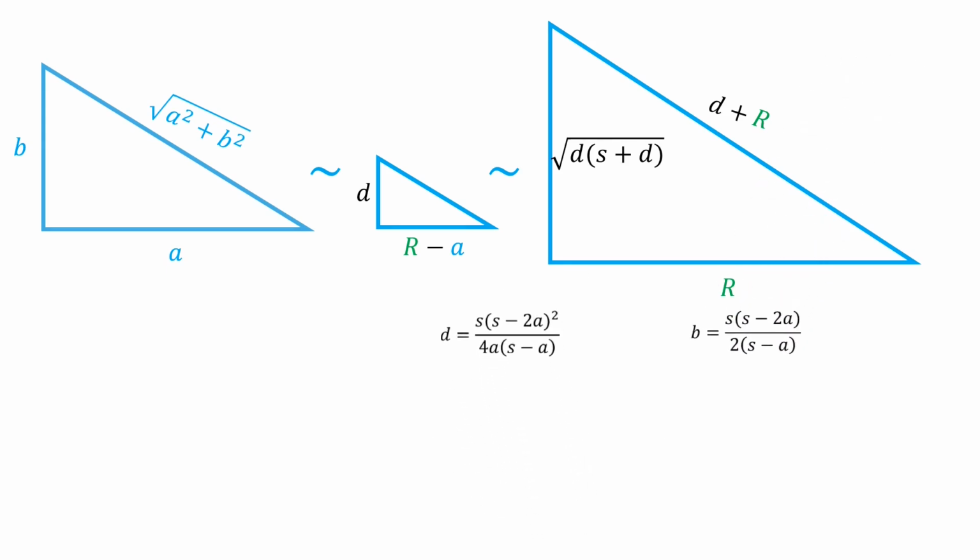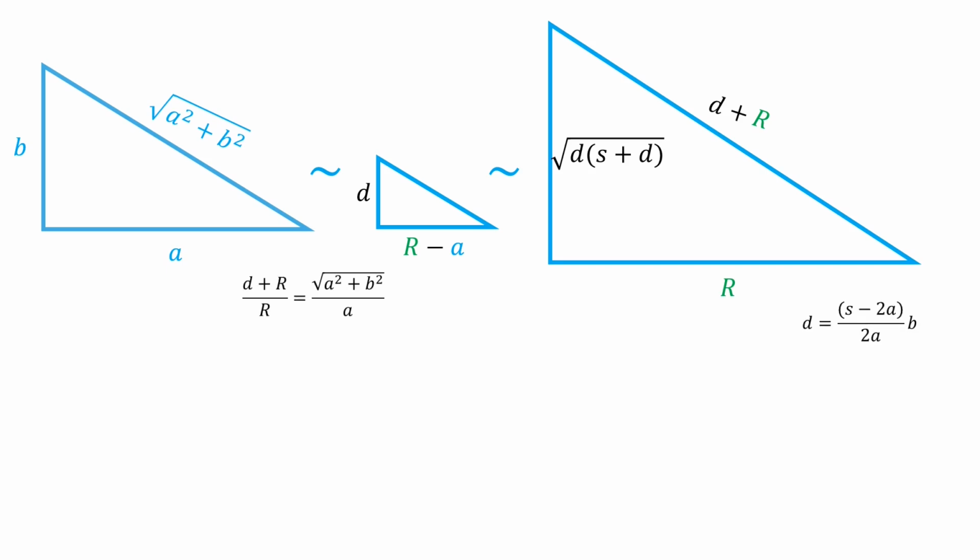Don't these appear similar? So why not write d in terms of b? And so we get this. And it turns out to be a shortcut. So put it aside, and from the first and third triangles, we write down this proportionality. And then write in terms of S, and then solve for D.